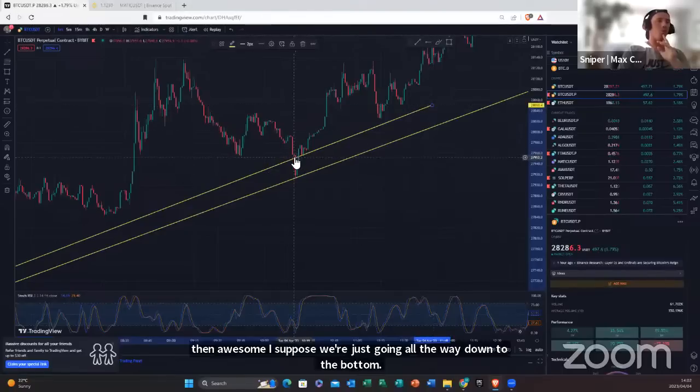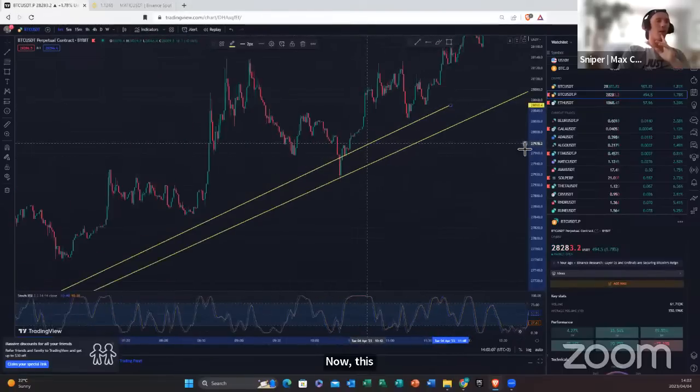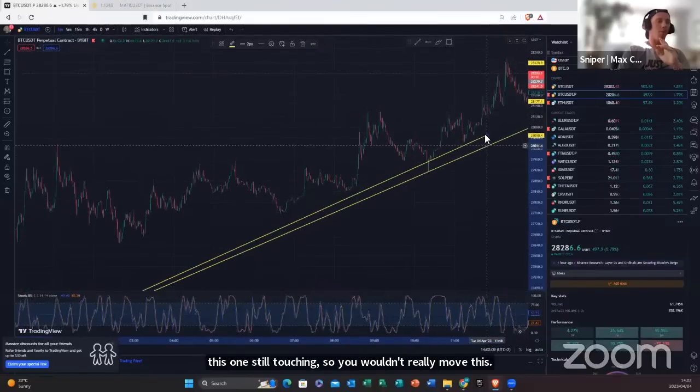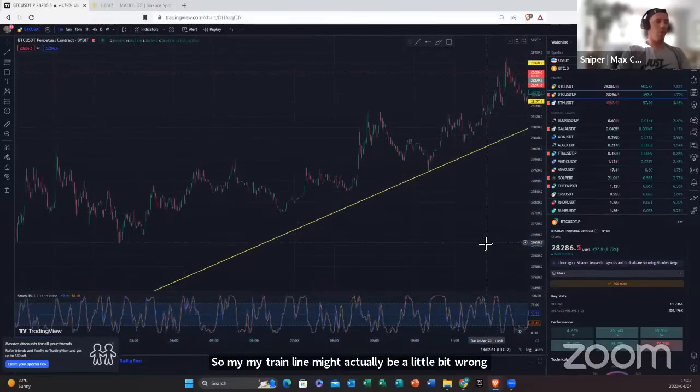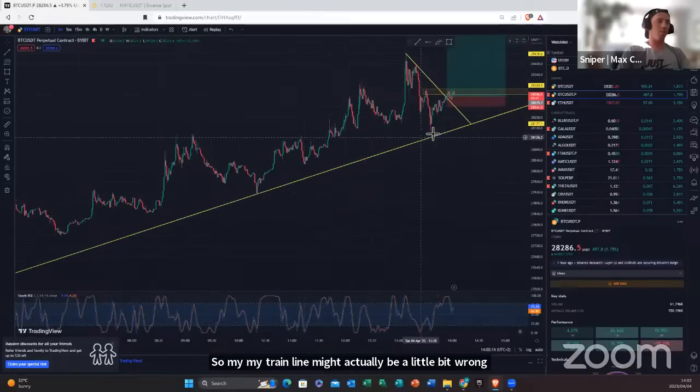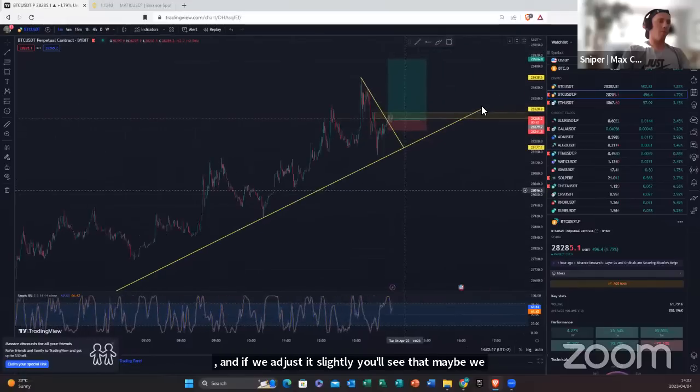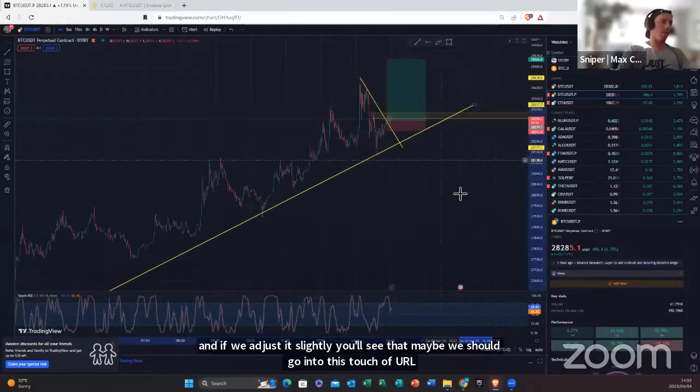This one's still touching, so you wouldn't really move this. So my trend line might actually be a little bit wrong. And if we adjust it slightly, you'll see that maybe we should go into this touch over here rather. Okay, let's just adjust there.